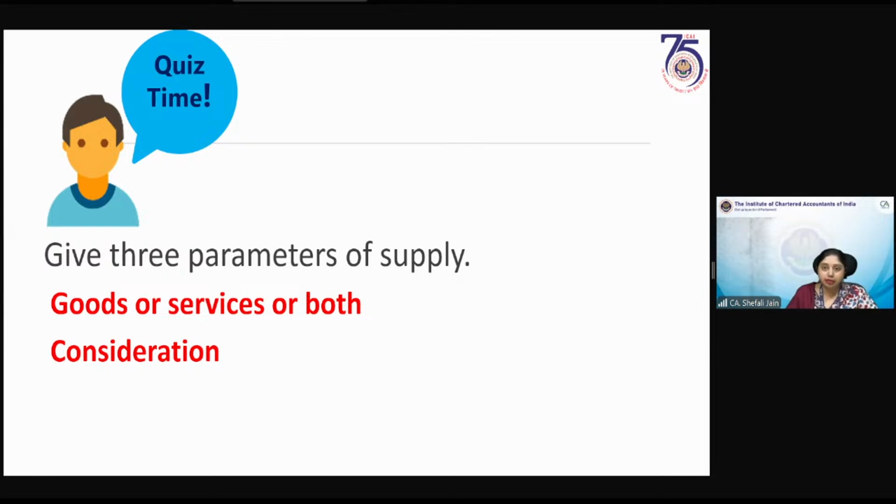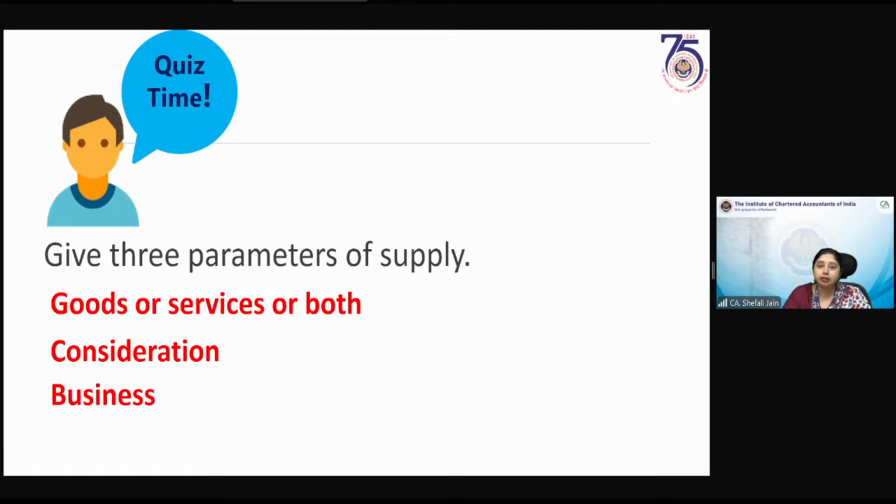Second is consideration, and third one is business. So whenever we have an activity and we want to know whether it is a supply or not, then we have to apply 3 tests on it. First and foremost is the underlying condition, and that says it should be a good or a service, or both can be there. So it should be supply of both goods and services, or supply of goods or supply of services. For that, we have to see the definition of goods and services.